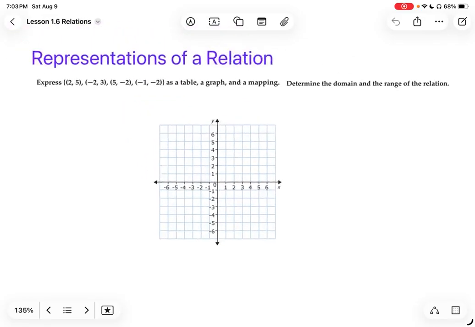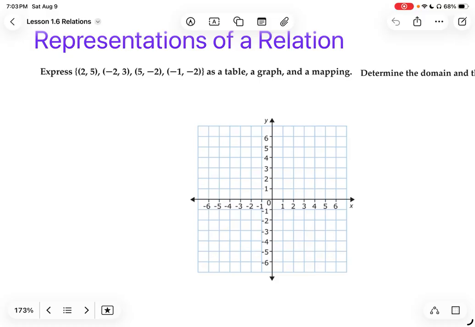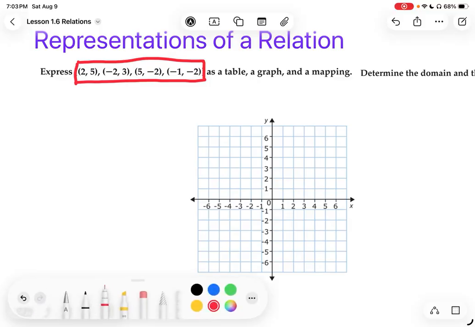In this problem, we are given a set of what are called coordinate pairs, or a relation. This right here is a relation. And what a relation means is just a set of ordered pairs that are sometimes called coordinates. And you're probably familiar with these. The ordered pairs are given as two numbers.